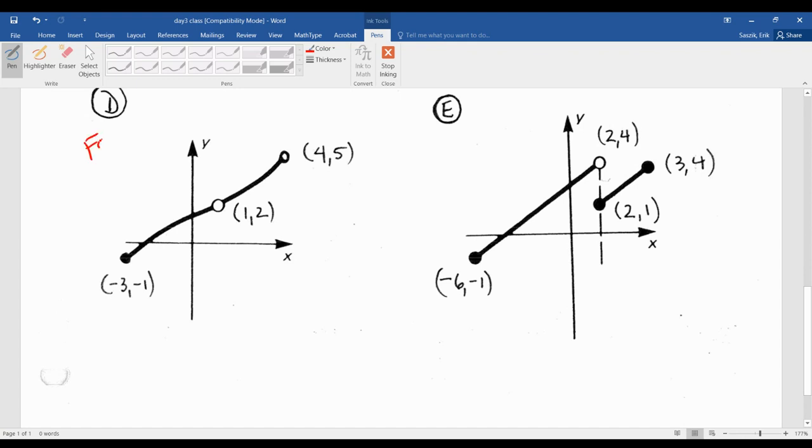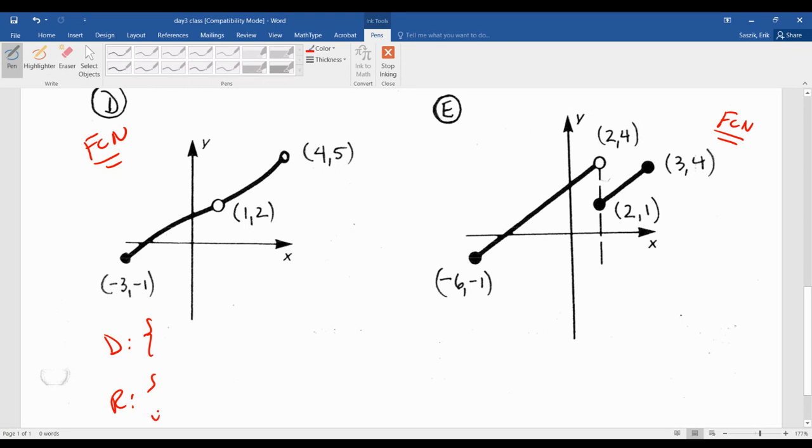This one is a function. That should be pretty obvious. This one is a function as well. And a lot of times people get confused there because when you draw a vertical line right here, they think that vertical line goes through this point and this point. But remember, this point was open. It wasn't included. So this vertical line is actually only hitting the graph one time, and that's okay. So it is a function.